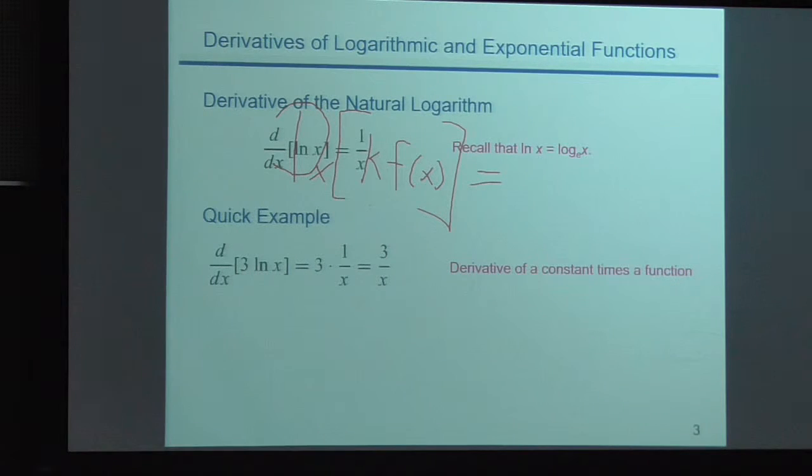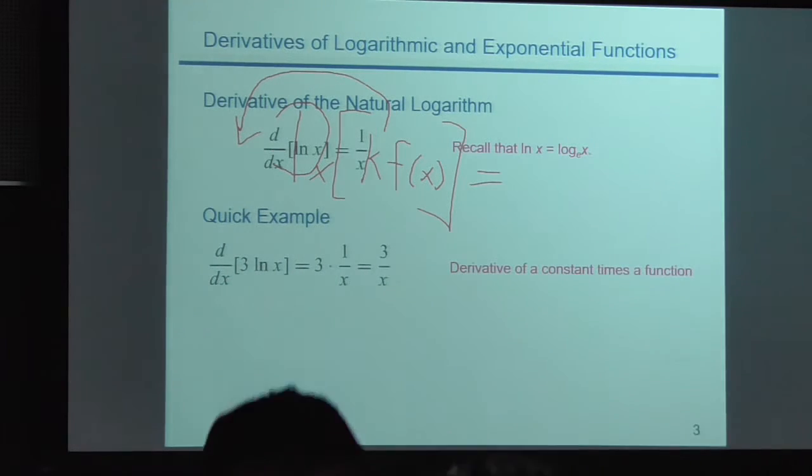Okay, what's the answer to this? When you take a constant times the function and you want to do the derivative, what's the rule? The rule is that you can take the k outside and just say, oh, it's k times the derivative of f. Okay? That's what they're doing here. The derivative of 3 times ln of x is what? 3 times the derivative of ln of x, which is 3 times 1 over x, which is 3 over x. Okay, everybody understand that?